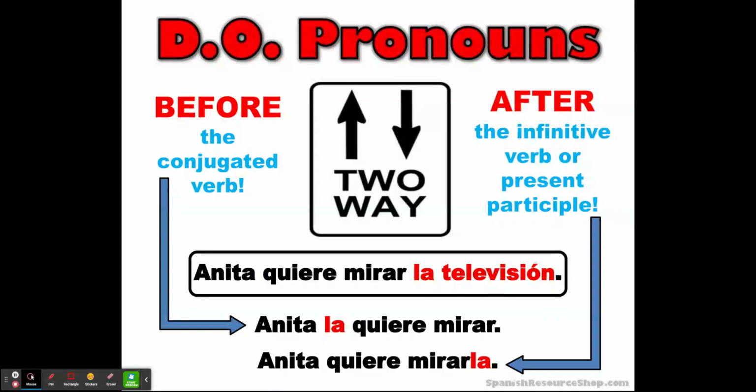Now, this is the different one. After the infinitive verb or present participle. Now, look at this. It's after, but you are making a new word. Mirarla. So you are putting it together as a new word. So this is what you need to remember, that there are two ways, and the second way, which is after, you attach it to that second verb.